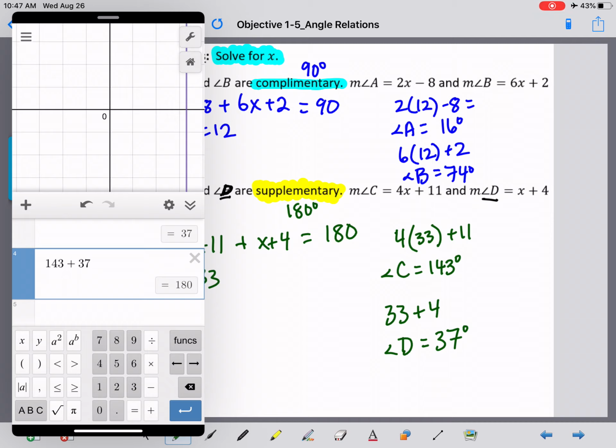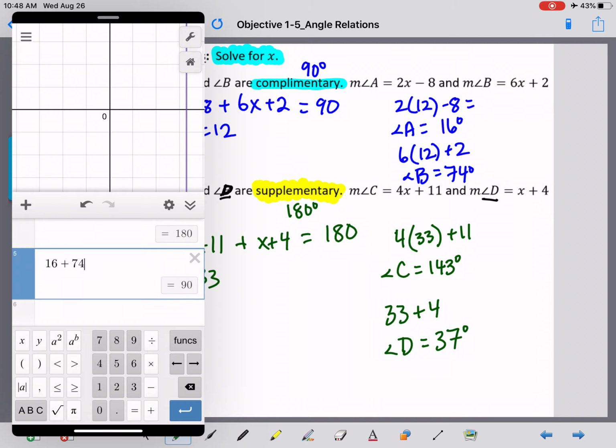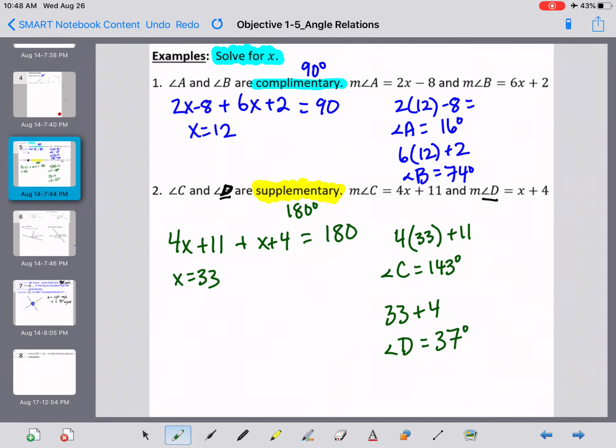Same thing as I can do with angle A and B. I could have made sure that 16 plus 74, let's do that now. 16 plus 74, yes, that equals 90. So you could take that, what was that, 30 seconds maybe? You could take that quick 30 seconds and double check yourself to make sure that you've gotten the correct answers.